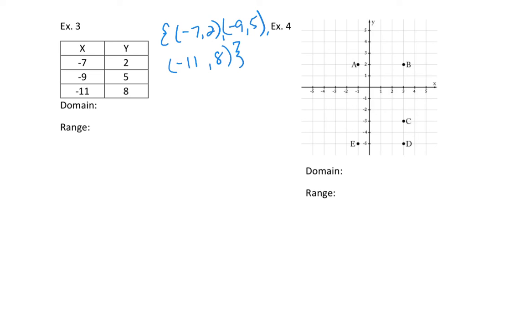And then from there, I should be able to write my domain, my x values of each of those. My x values are -11, -9, and -7. My y values, 2, 5, 8.